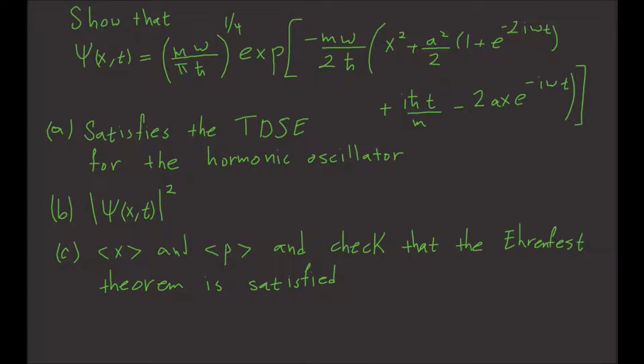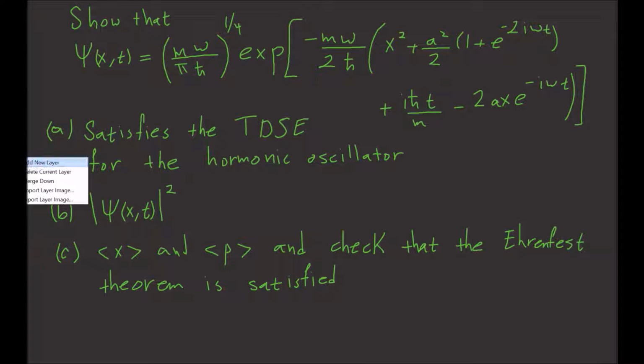Let's look at another example of the simple harmonic oscillator with the equation for the potential energy V of x equals 1/2 m omega squared x squared. Now we need to show that this psi function satisfies the time-dependent Schrödinger equation for the harmonic oscillator. B, we need to find the probability density, and then finally C, we need to find the expectation value of x, the expectation value of p, and we need to check that the Ehrenfest theorem is satisfied.